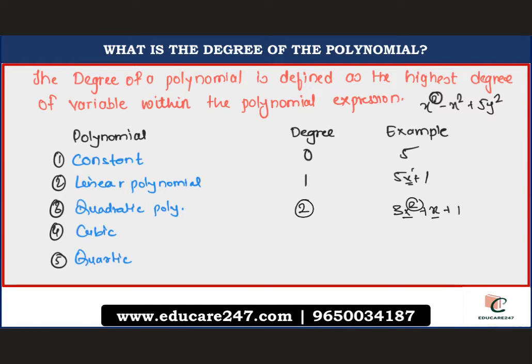Now we'll say cubic polynomial. Here ultimately the degree will be 3. I'll take a similar example, x cube plus 3x square plus x plus 1. What is the highest power of x over here? It is 3. Hence the degree is 3. Similarly, quartic will be 4. Suppose x to the power 4 plus x cube plus x square plus 1. Over here the highest power is 4, hence the degree is 4.